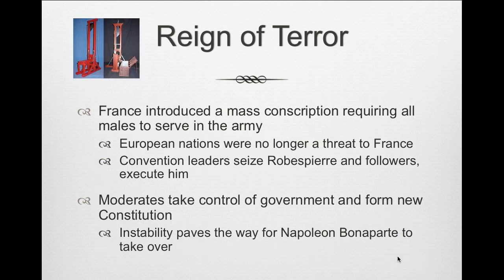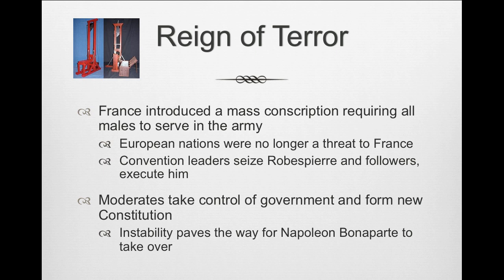During the Reign of Terror, like I said, France was at war with other countries. And so France, they introduced this conscription requiring all men to serve in the army. And so once France has built up this large army, they're no longer threatened by the other countries. And so they no longer are relying on Robespierre, and they gain the courage to seize him and his followers and eventually execute him. So Robespierre's rule is ended, and moderates come in and they take control of the government, and they form a third constitution.